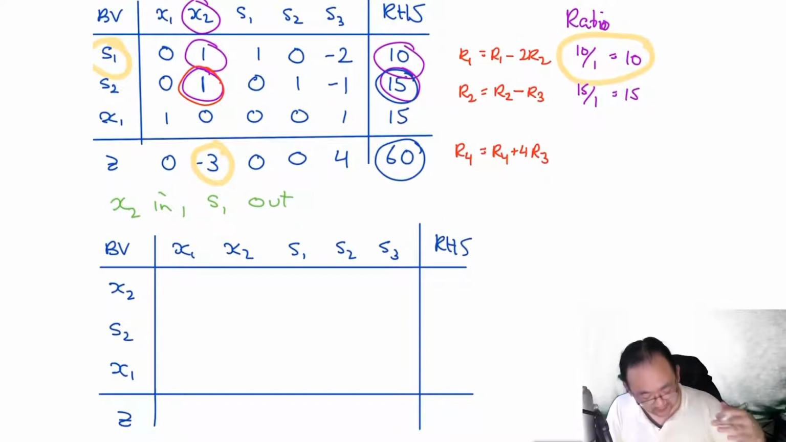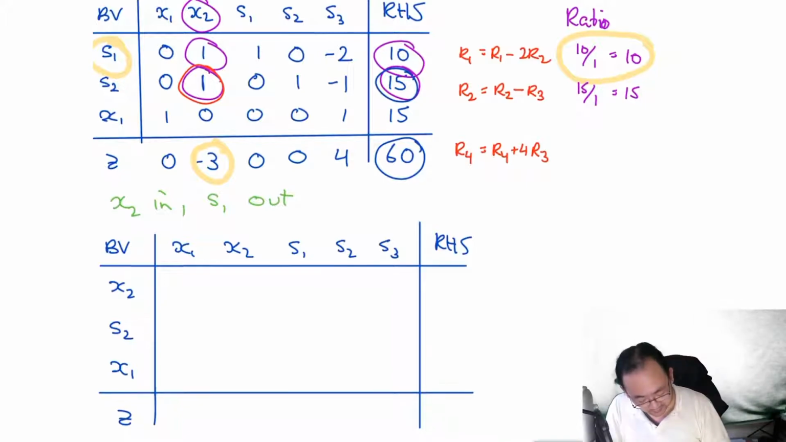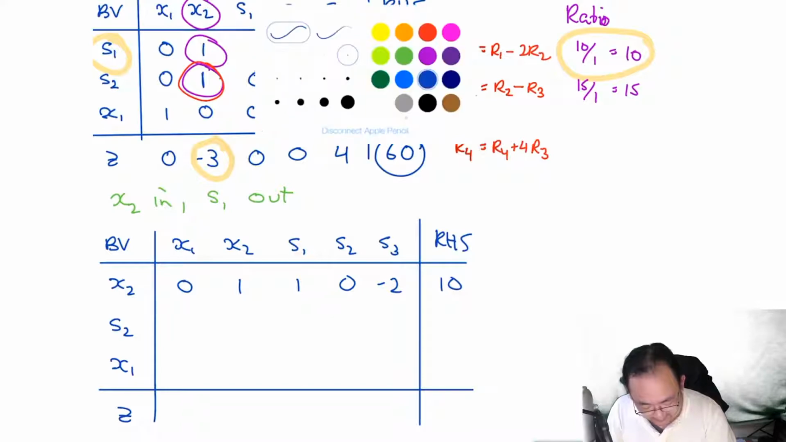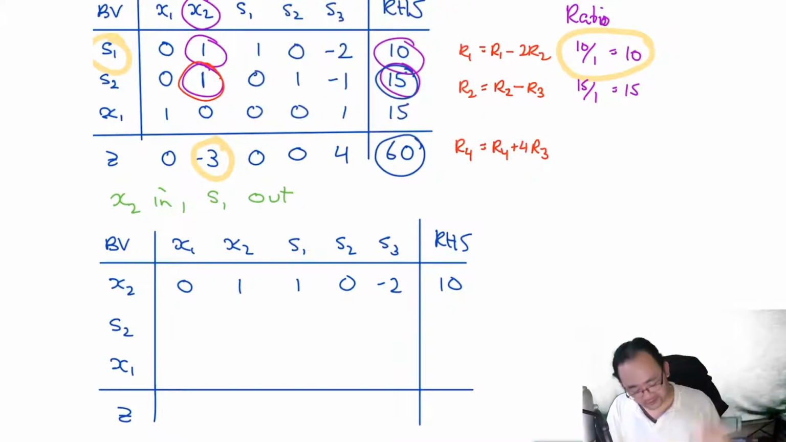In a similar vein, we've got the 1, we've got the 0, we've got the 1 up here. That's the one we want to pivot on. 1, 0, minus 2. Right hand side is 10. And now I want to subtract down the rows this time. It doesn't really matter which way you do it. So it's going to be row 2 is equal to row 2 minus row 1.